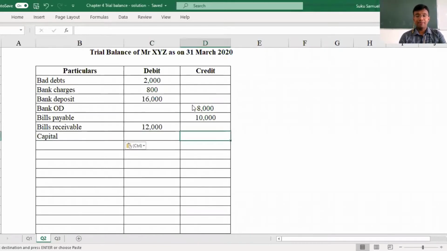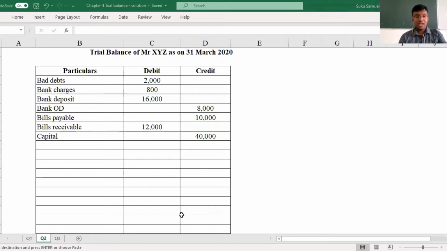Next item is capital. What is capital? Capital refers to the money brought in by the proprietor at the beginning to start the business. So remember, whose money is it? It is the proprietor's money, and it has to be paid back by the business. So since it is an obligation for the business, this is a liability. And remember, liability will fall on the credit side.